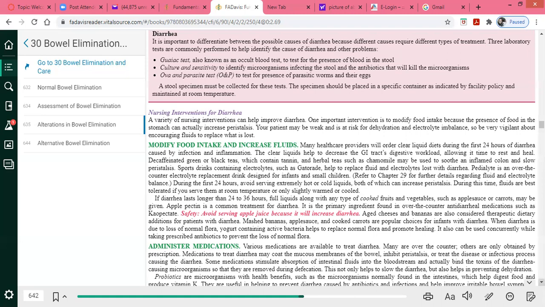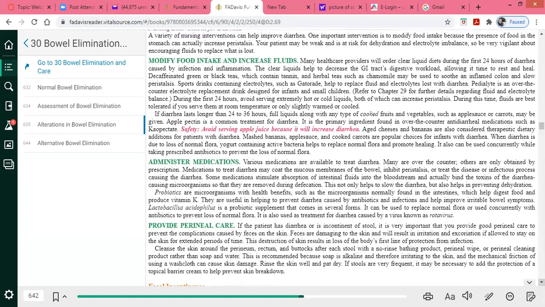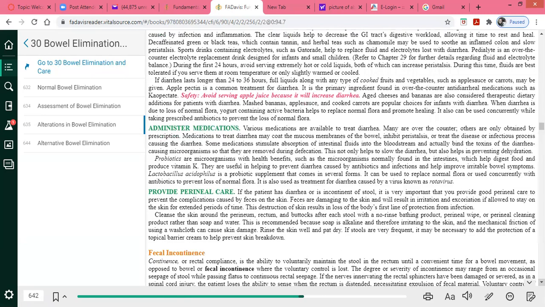It talks about nursing interventions for a patient with diarrhea. Administer their medications. If the physician orders anti-diarrhea medications, administer them. And if diarrhea is due to an individual losing their normal flora in their intestines, and the normal flora is more so the normal bacteria that lives in your intestines, to replace that, you want to offer yogurt.